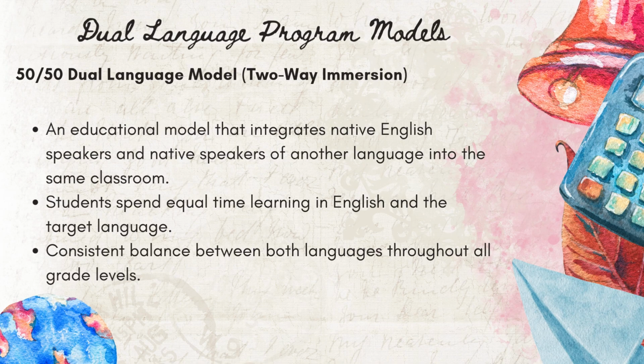One of the models used in the dual language program is called the 50-50 or two-way immersion model, which is an educational model that integrates native English speakers and native speakers of another language into the same classroom. In this model, students spend equal time learning in English and the target language, developing bilingualism, biliteracy, and cultural competence.